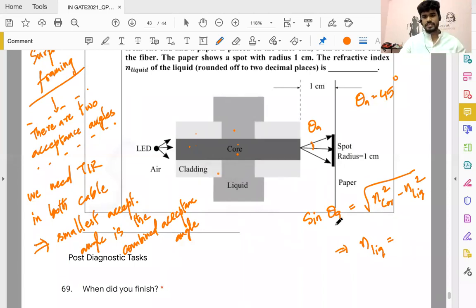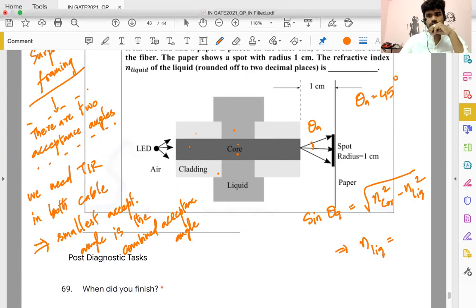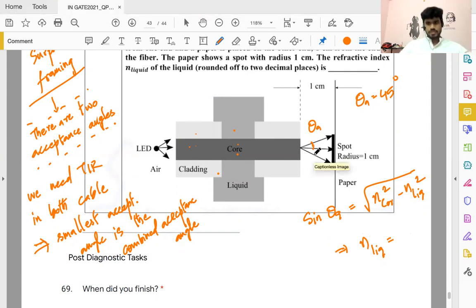And this is simple, right? Sine 45 is 0.707, square of that is 0.5. So I get... quickly do this calculation for me, please. We know this is 0.707.